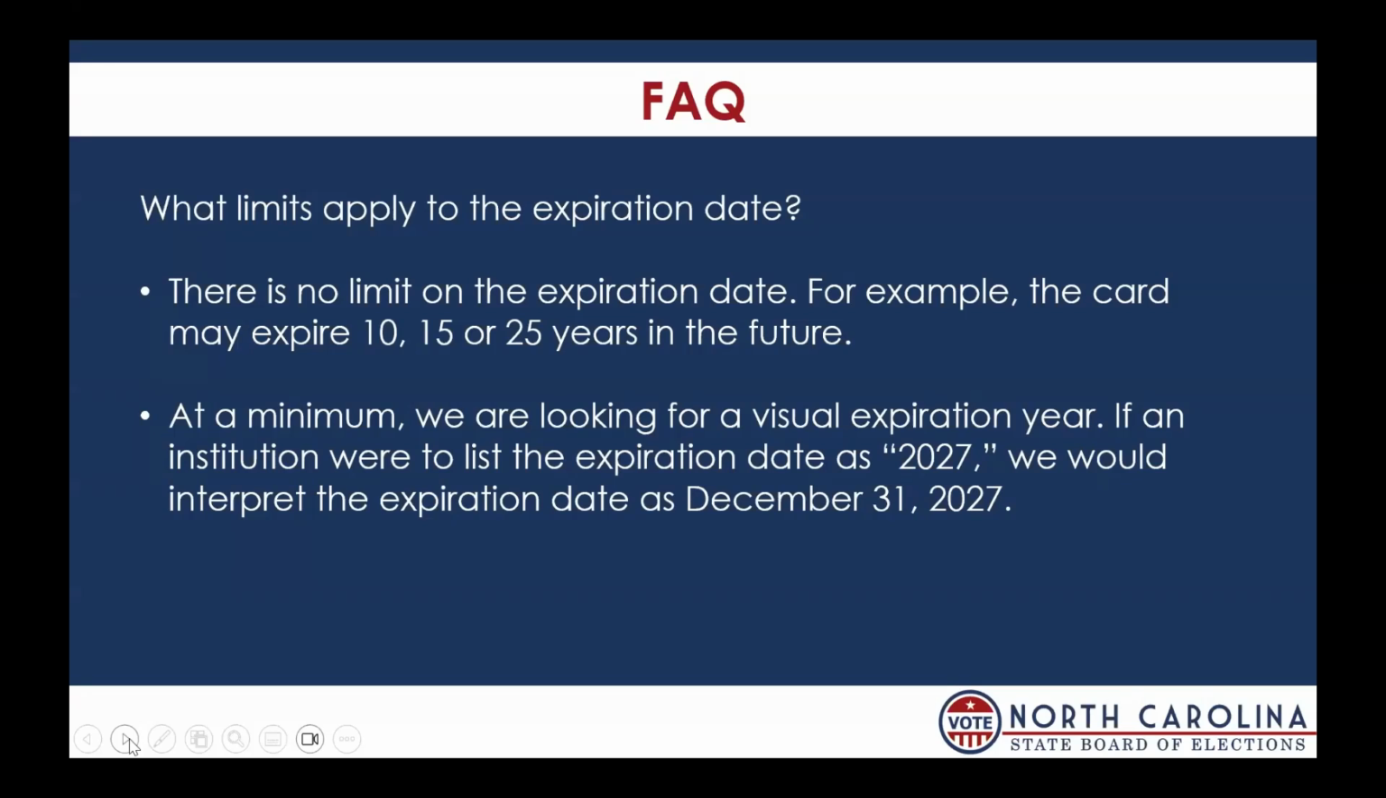So if the card indicates that it expires in 2027, we interpret that to mean that the expiration date would be at the end of 2027, so December 31st, 2027 would be the interpreted expiration date. A month and a year is fine. You can do a complete date if you choose, of course, but there's not a requirement under the law that there be a day and a month.